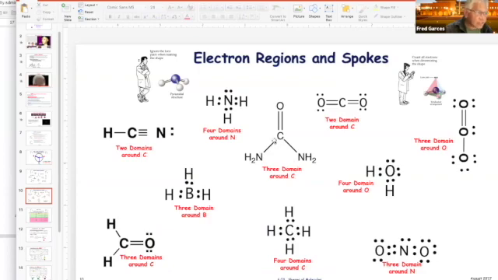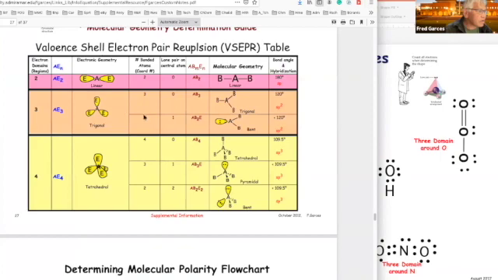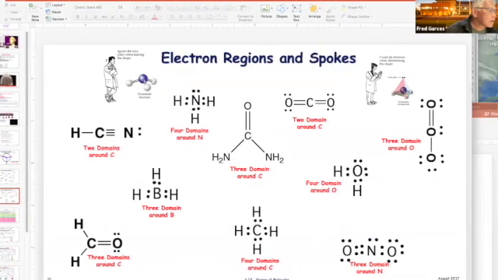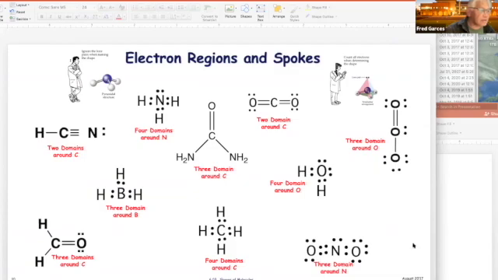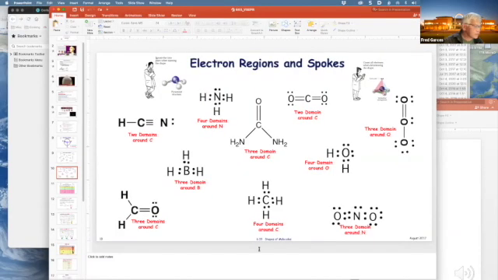This carbon has 3 domains and no lone pairs. You go over here, 3 domains, no lone pairs. That's trigonal planar around that carbon. Okay, so let's go to something more sophisticated. Let's do this.